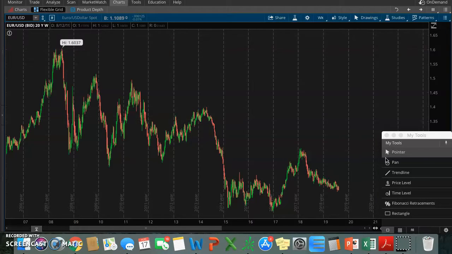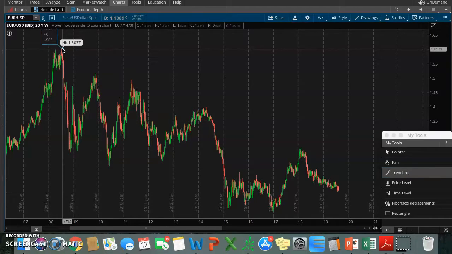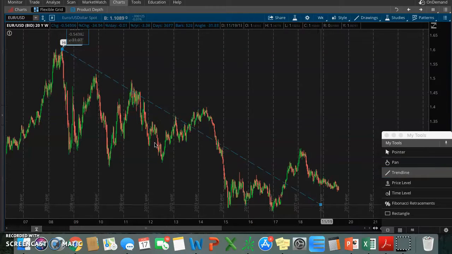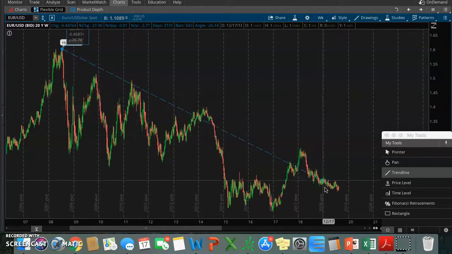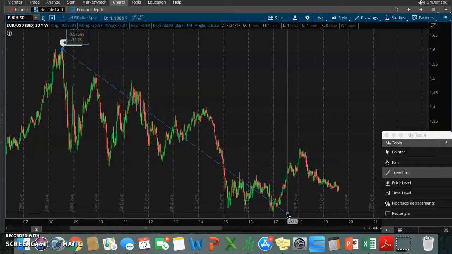So I'm on the Thinkorswim platform. I'm going to grab the trend line tool, and basically how to draw a trend line is you're going to grab an anchor and you're going to move it to the next point, either this one or this one, this one. Now, the more touches on a trend line, the better, or the more confirmation you can get on that.